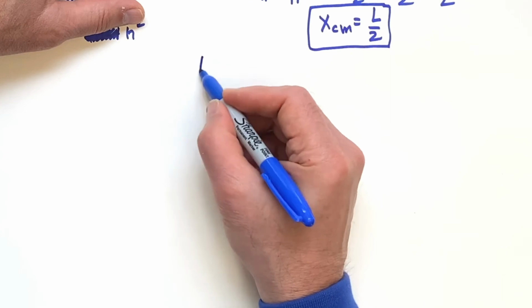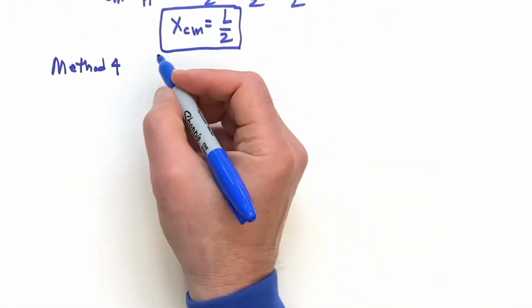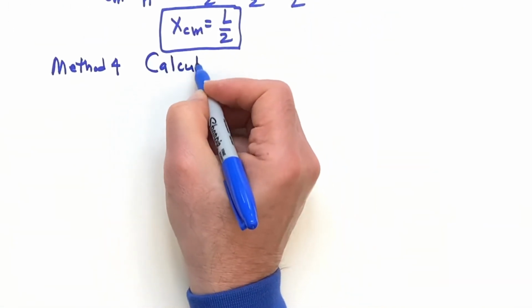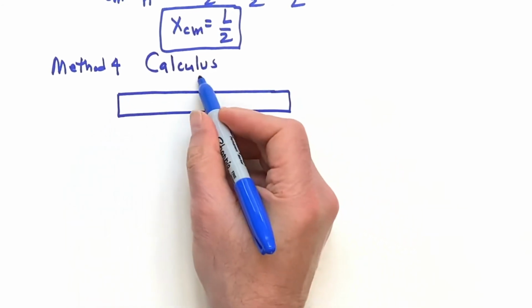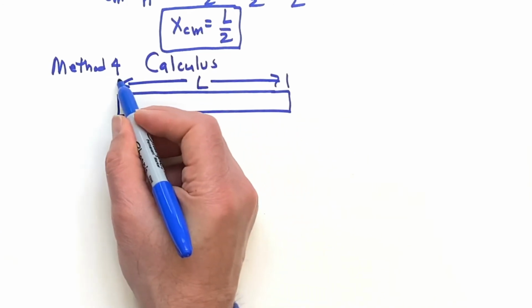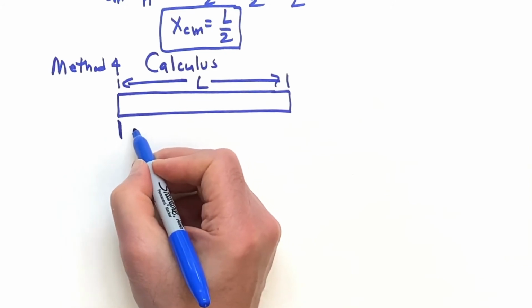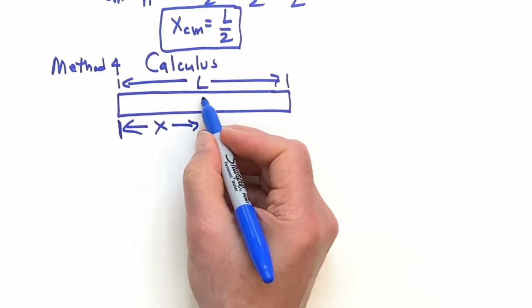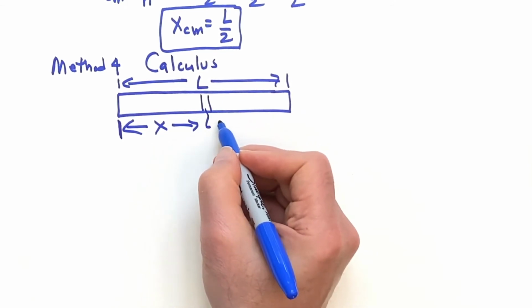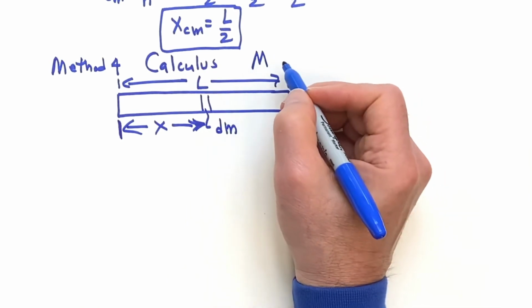Okay, now the fourth case, method 4. The fourth case is going to be using calculus. So you have the rod, length L, and here's our origin we're going to pick. So we come out here a certain distance x to some arbitrary place where you have here a little dm, a differential, a little bit of mass. Total mass here is big M as before.